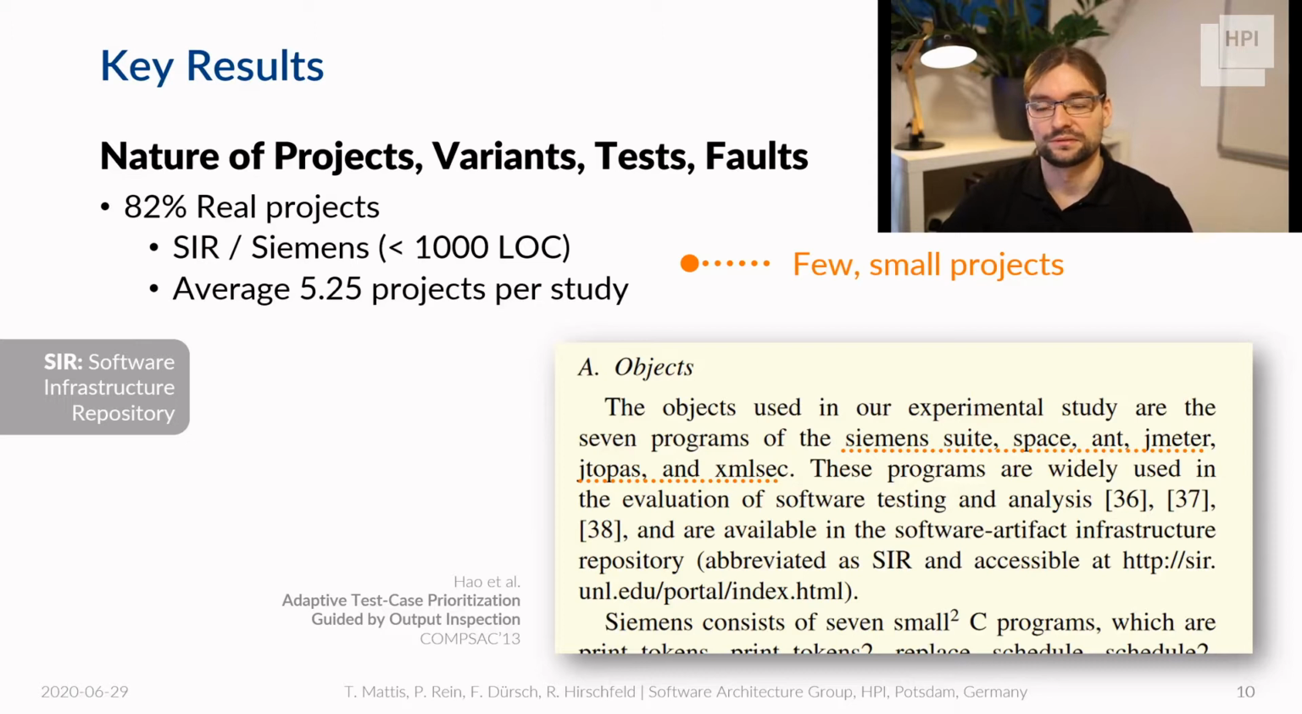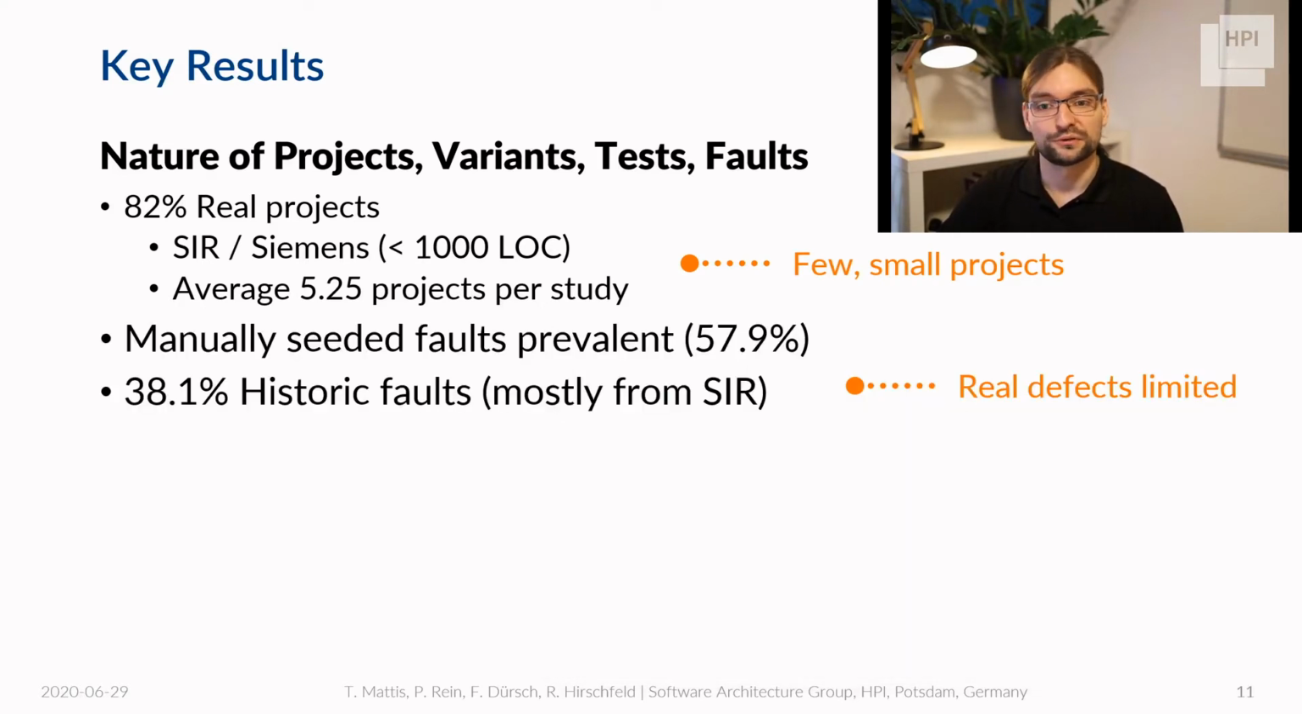The practical projects where RTP becomes important are much larger than 1,000 lines of code. What we also observe is a lot of manually seeded faults. These do not represent real programming activity.